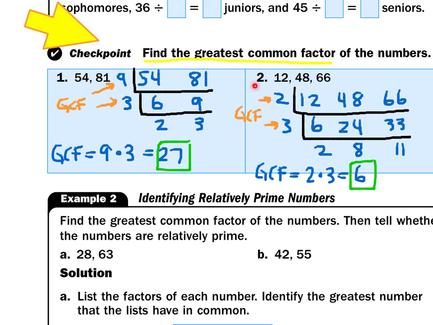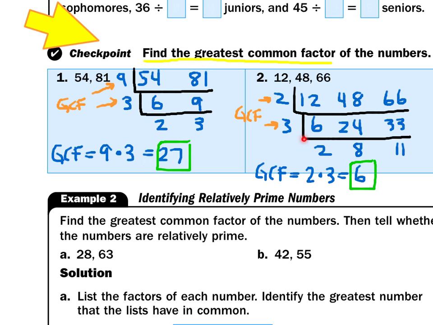Let's try that again. Look at number 2. This is really cool because it works with 3 numbers. So I'm going to put 12, 48, and 66, and I draw that upside down division house. The first number I noticed that went into them is 2 because they're all even. So I put a 2 on the outside and then I divide. 12 divided by 2 gives me 6. 48 divided by 2 gives me 24. 66 divided by 2 gives me 33.